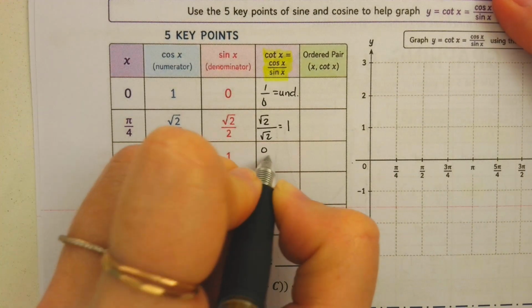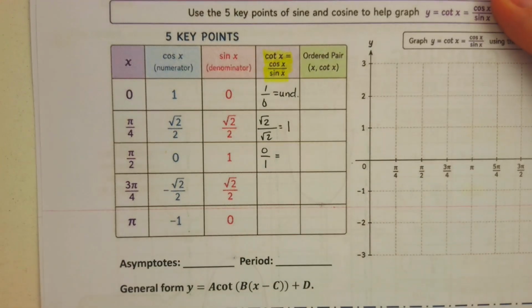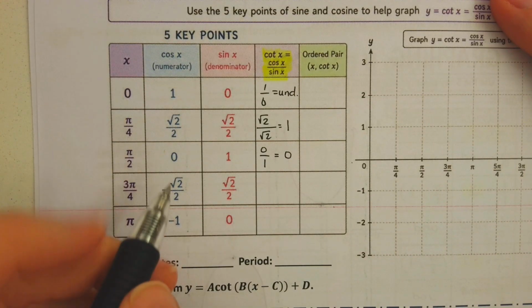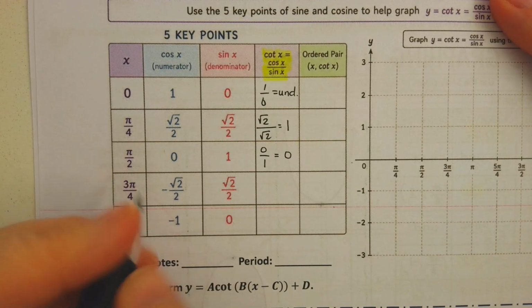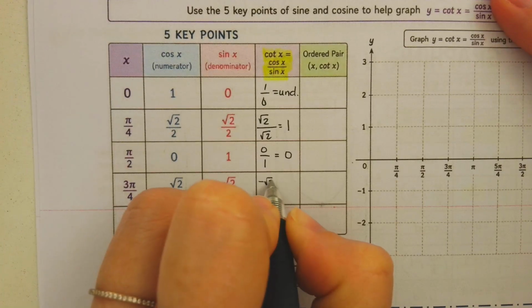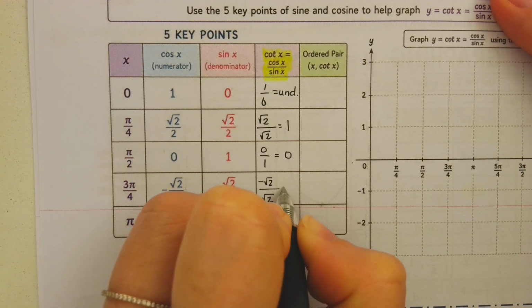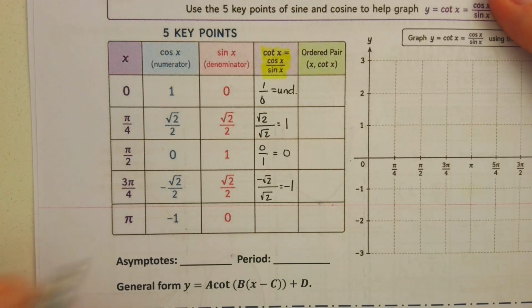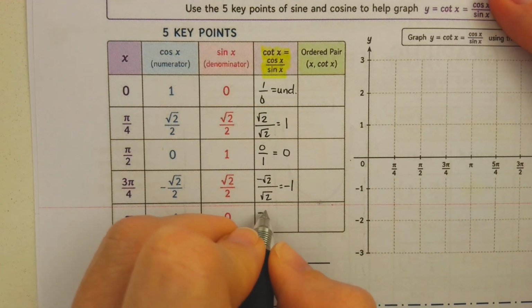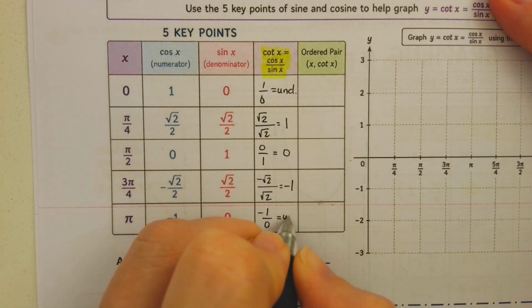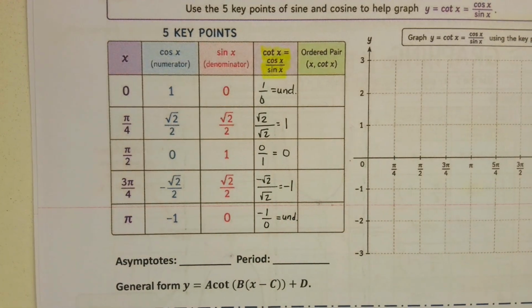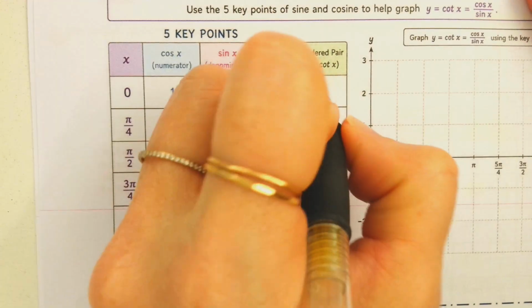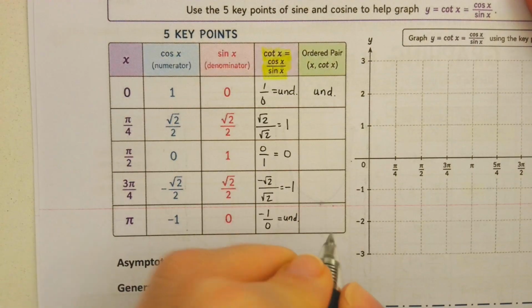Okay, for pi over 2, cosine over sine would be 0 over 1, which is 0. Good. For 3 pi over 4, with negative square root of 2 over 2 and square root of 2 over 2, again just grabbing those numerators, that would be negative square root of 2 over regular square root of 2, which would simplify to negative 1. And then very last one, negative 1 over 0. It's another undefined, right? Which, if you remember, tangent also starts with an undefined and ends with an undefined. So I ended up with 2 undefineds at the beginning and the end.